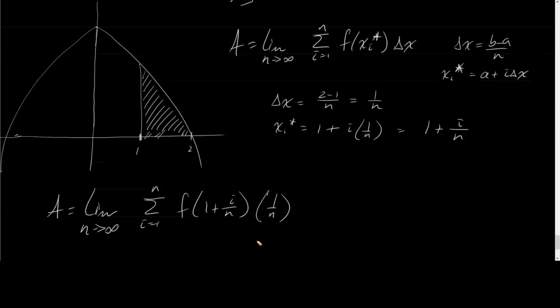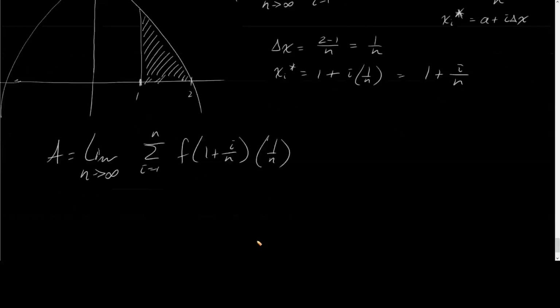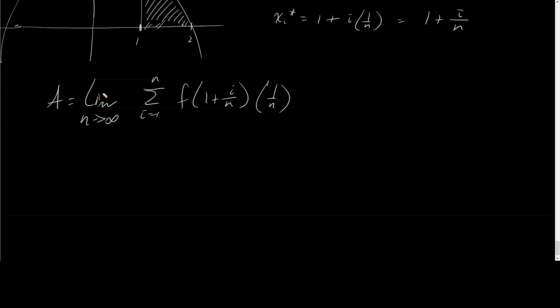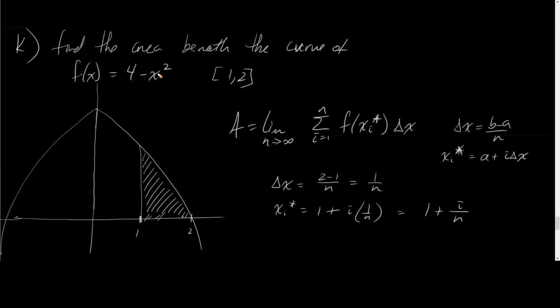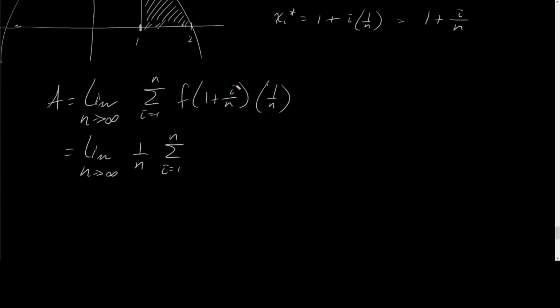All right. Now in here, our 1 over n, that's still not being affected by the index, right? So we can still factor that out just like we did in the previous example. So we have the limit as n goes to infinity of 1 over n times the summation from I equals 1 to n of, well, what was our function? 4 minus x squared. So in here, I'm going to have 4 minus 1 plus I over n squared, right?